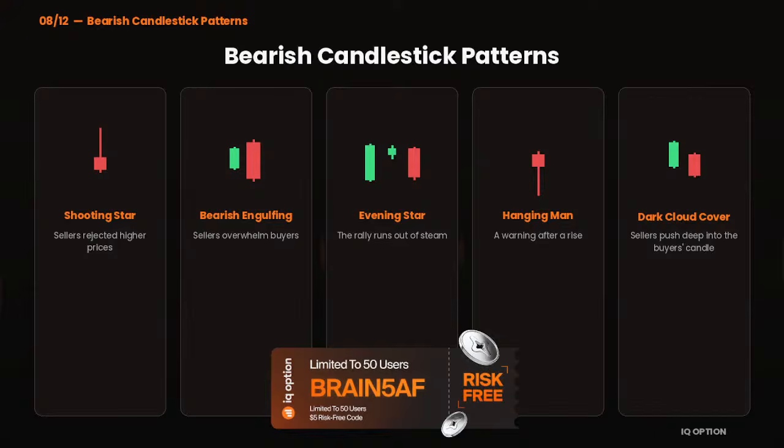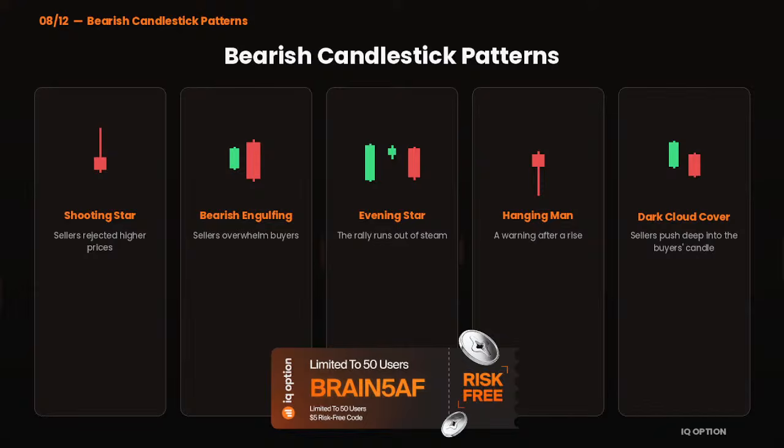So guys, you have to look at your screen very clearly so that you can understand what we're talking about. Okay, these five are simply the mirror of what we just covered, showing the sellers are now taking control of the market, usually after a bullish rally. Okay, so the first we're gonna start with is a shooting star.